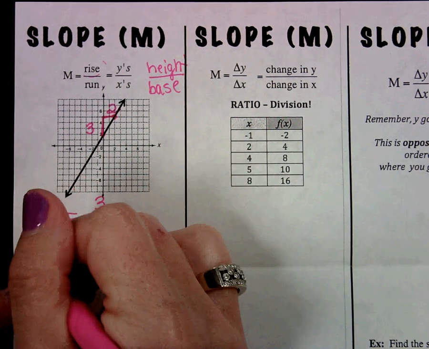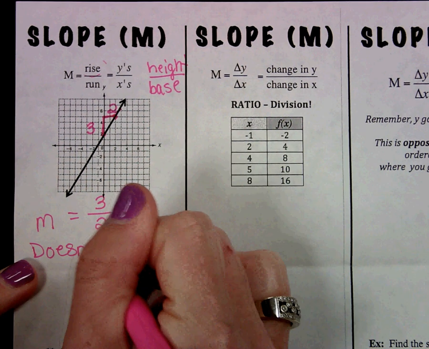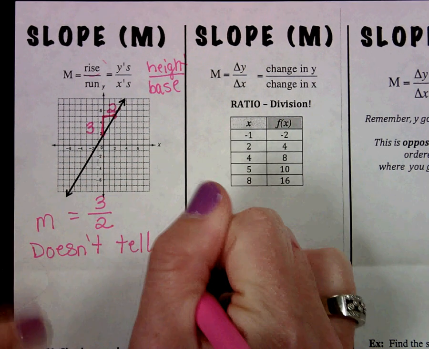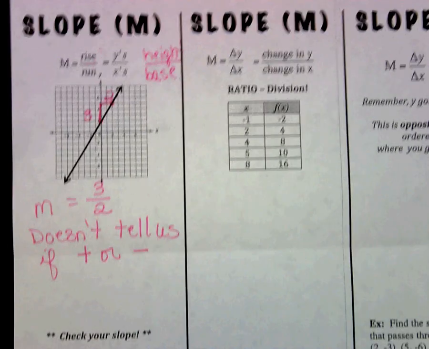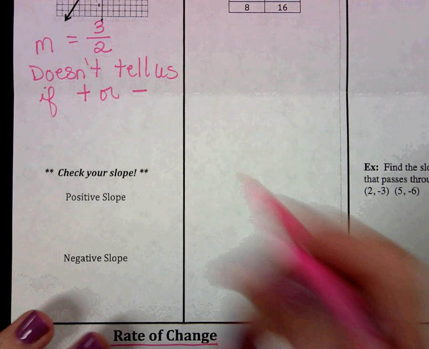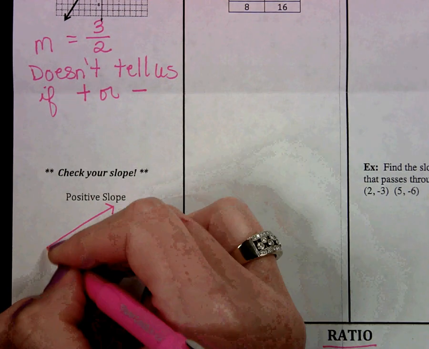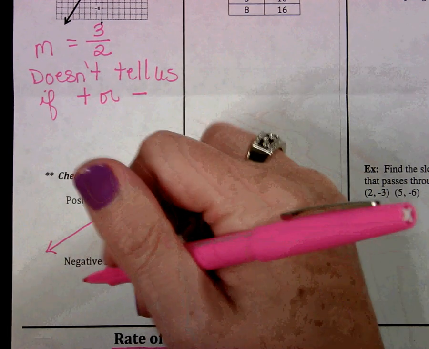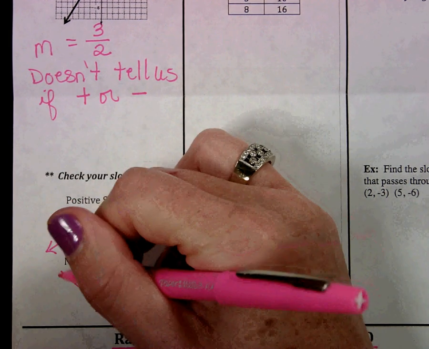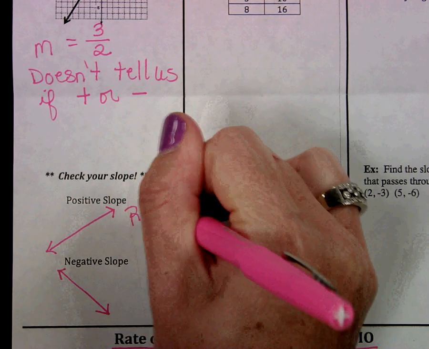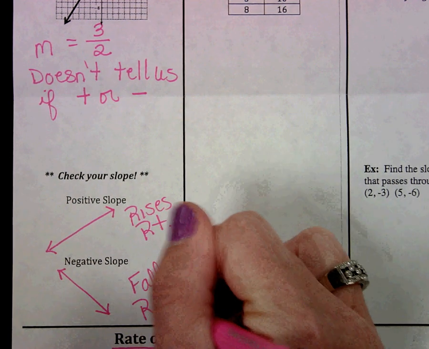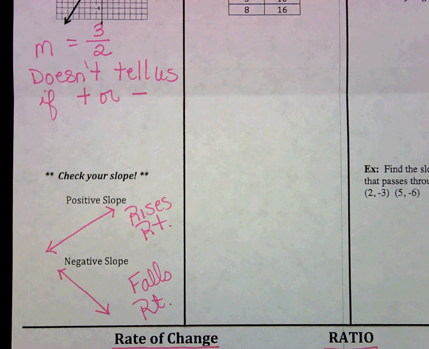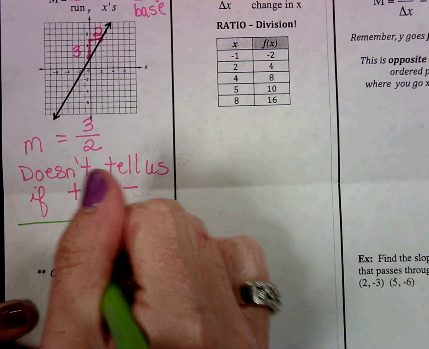One thing we have to remember is that using our right triangle doesn't tell us if the slope is positive or negative. So we have to learn how to read our graphs. I want to remind you that a positive slope always rises to the right, and a negative slope always falls to the right. So this rises right, and this falls right. Okay? I also want to mention that we can have a zero slope. A zero slope would be a horizontal line.